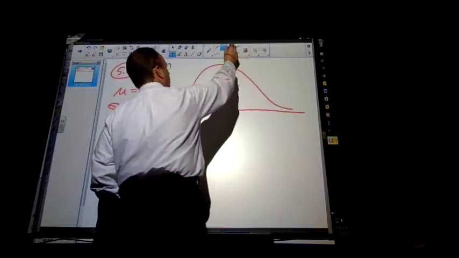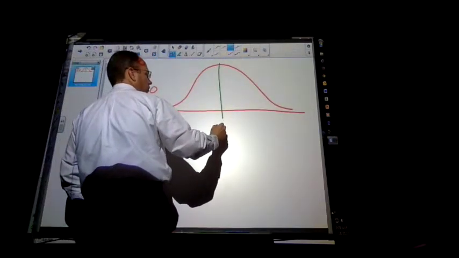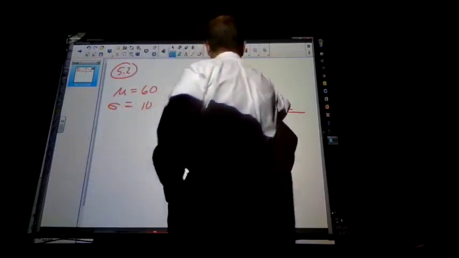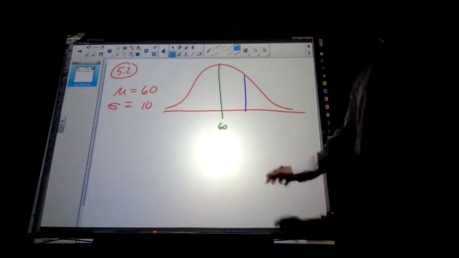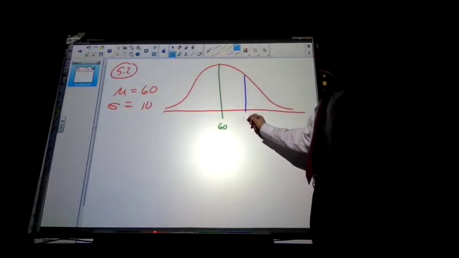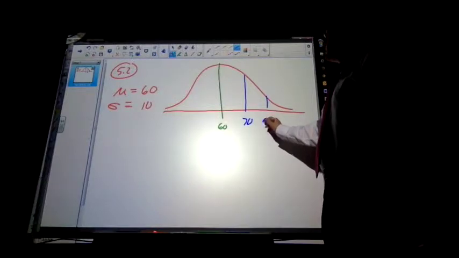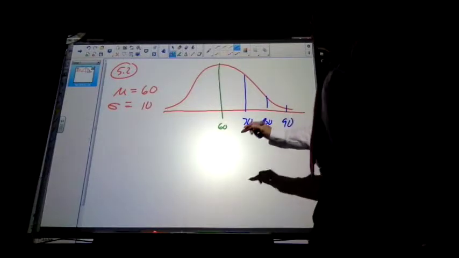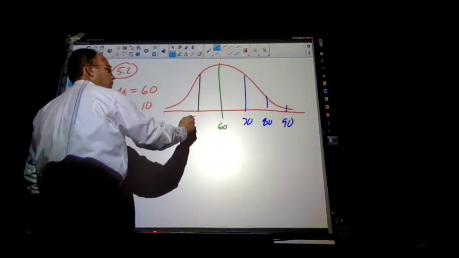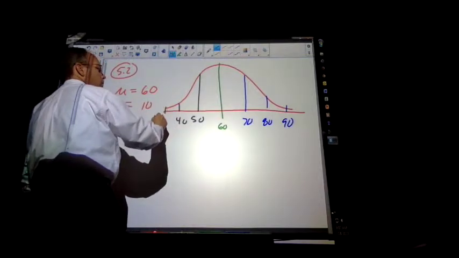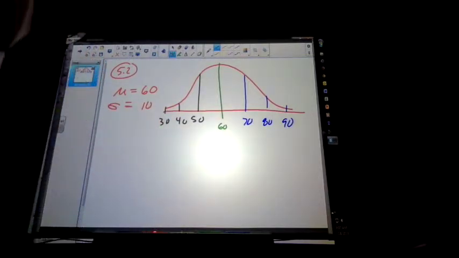So if I draw my normal curve to look like this, I have 60 being here. If I go one standard deviation, what value is that then? 70. What's that one? And if I go this way, what's this way? 50. And then 99.7% of our data should fall within that range. Okay?